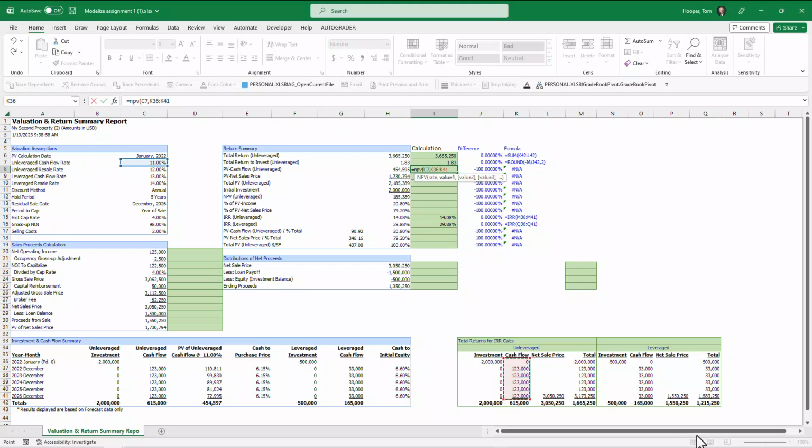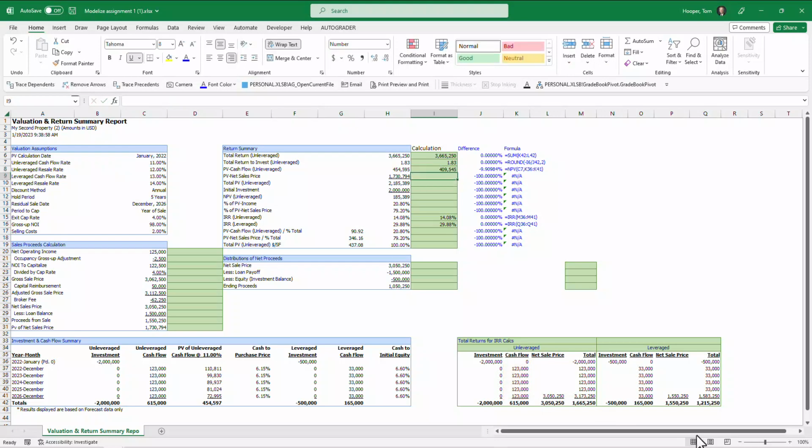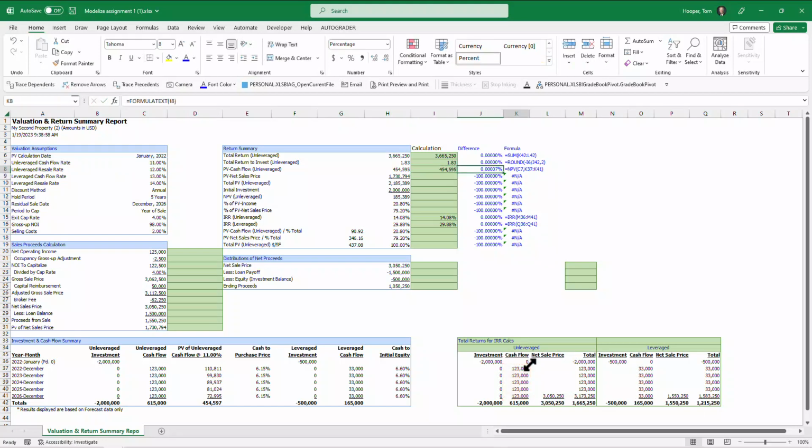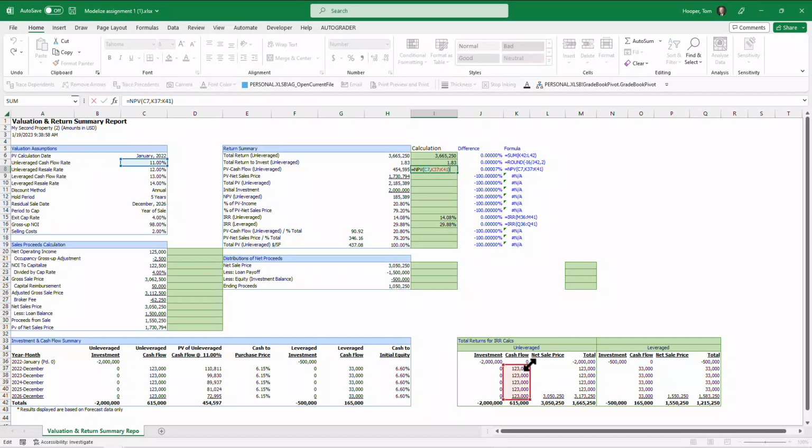Let me try it including that. That's not the right answer. Let me try it not including that. Looks like that's the right answer. So that's actually not the one that threw me, but I'll get there in a bit.